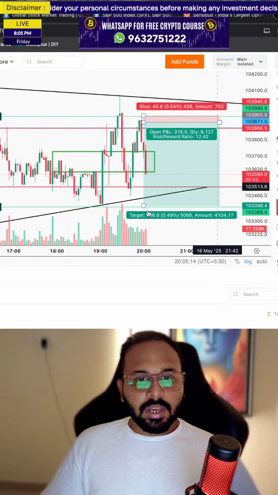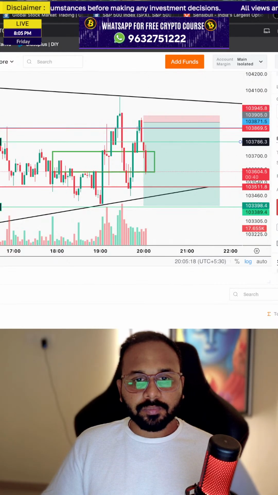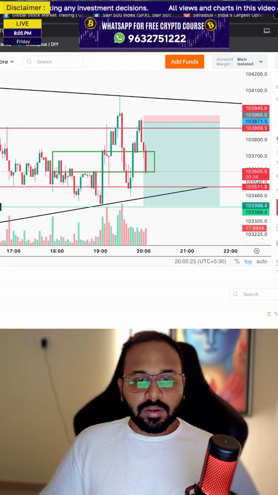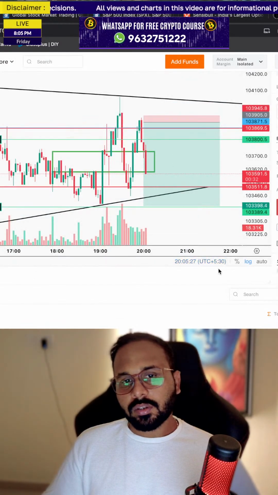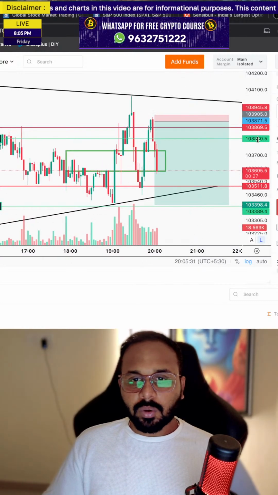Now the market has corrected nicely. Then what you do is you get your stop loss here. Okay, get your stop loss. Now whatever happens, you will make $14, if not $96. This became a risk-free trade for you. I've got my stop loss here, you can see.